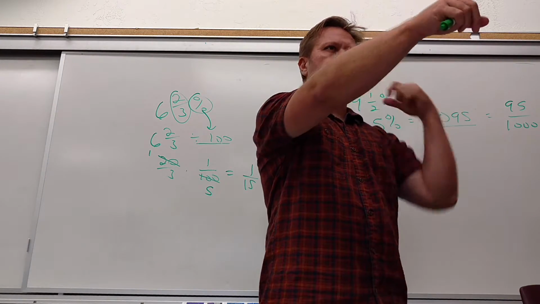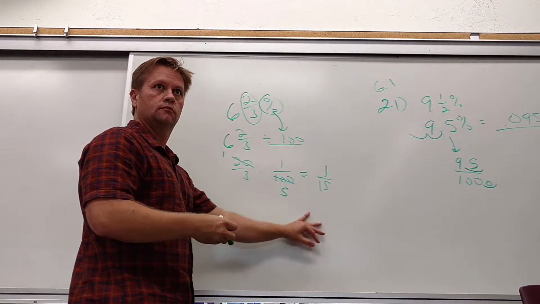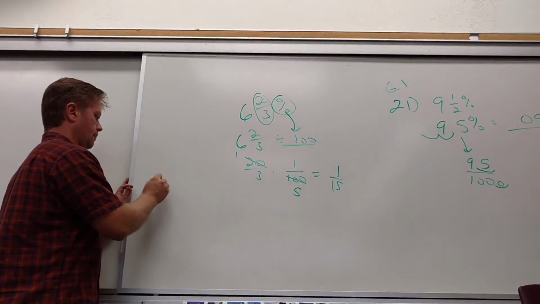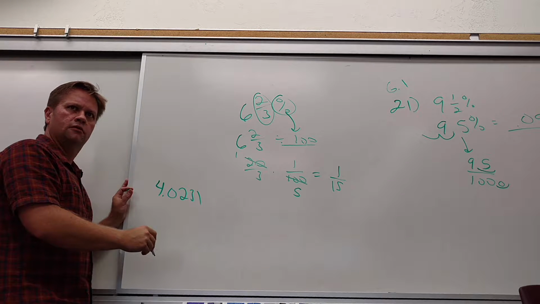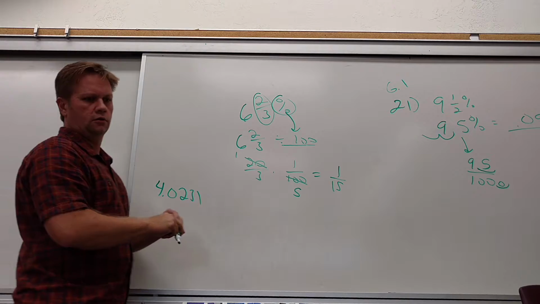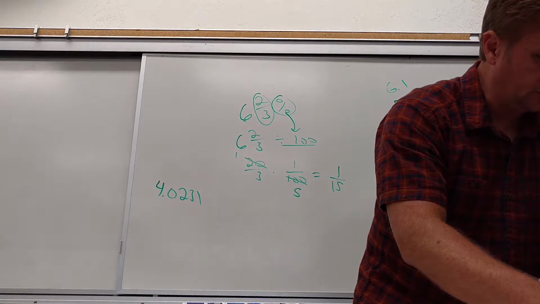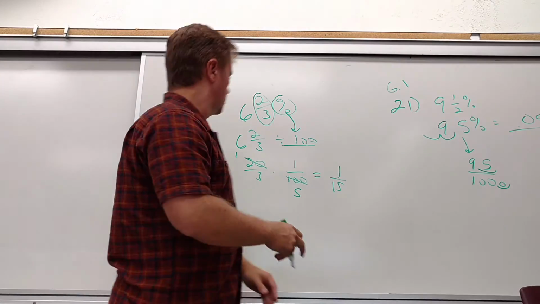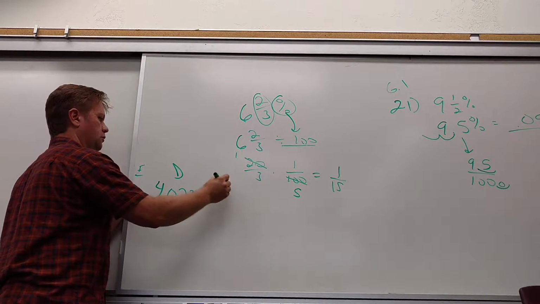But what does it say? It's the one that's got the fill-in blank stuff, right? 4.0231. I'm with you. So that's the decimal. So you got to make it into a fraction, and you got to make it into a percentage.